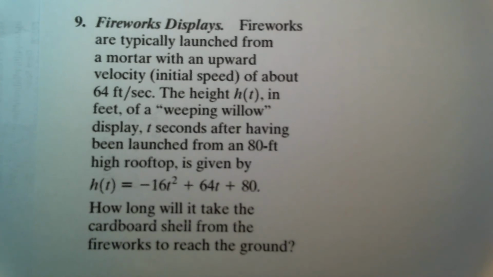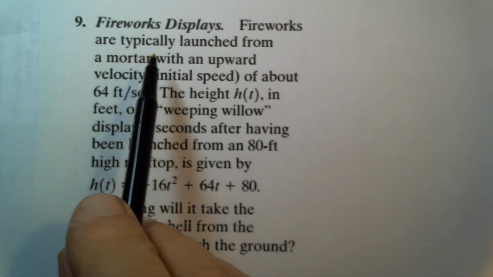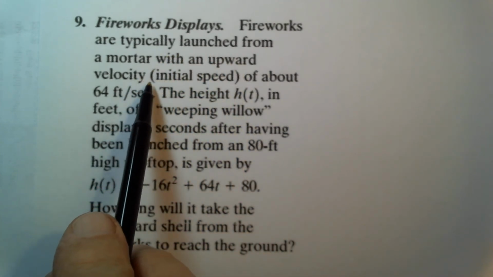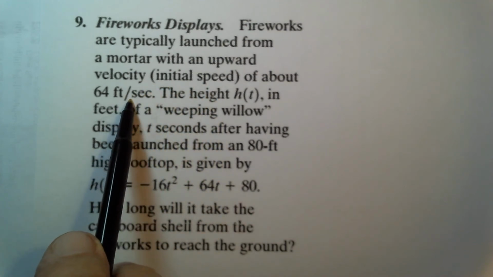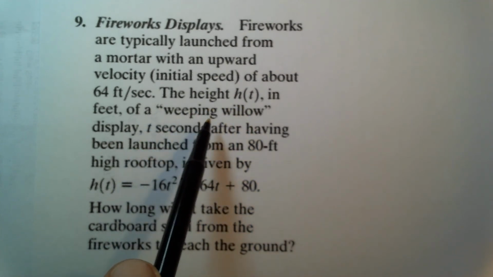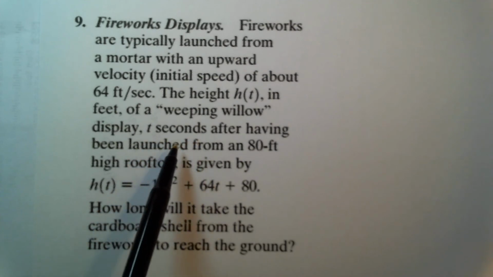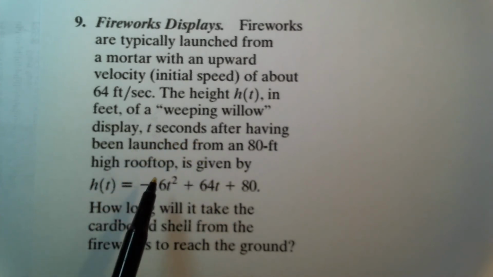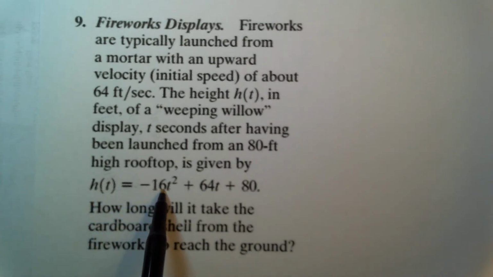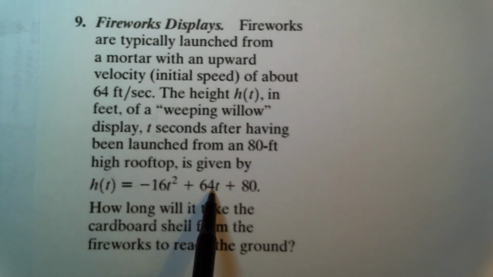So here's an application, and it's about a fireworks display. Fireworks are typically launched from a mortar with an upward velocity, the initial speed of about 64 feet per second. The height h of t, in feet, of a so-called weeping willow display, that's the fireworks, t seconds after having been launched from an 80-foot high rooftop is given by this expression, h of t equals -16t squared plus 64t plus 80. Now the question is, how long would it take the cardboard shell from the fireworks to reach the ground?